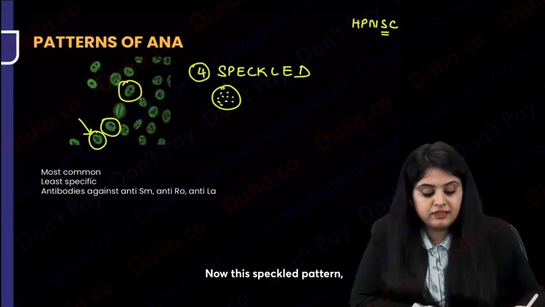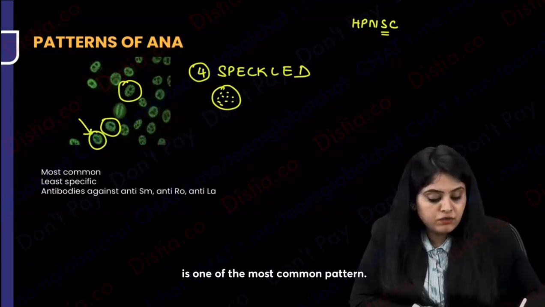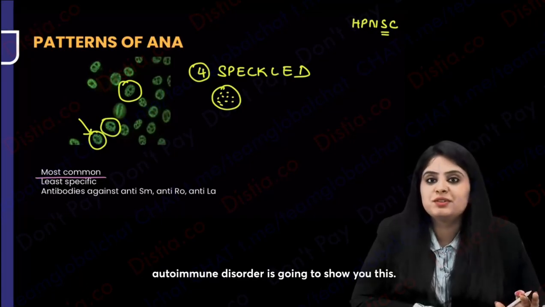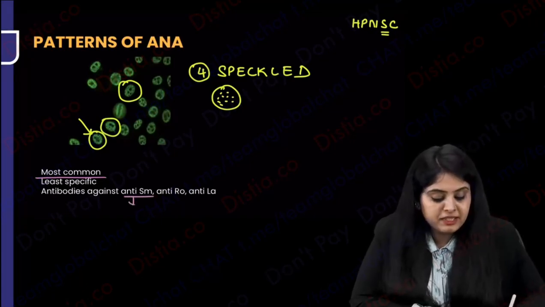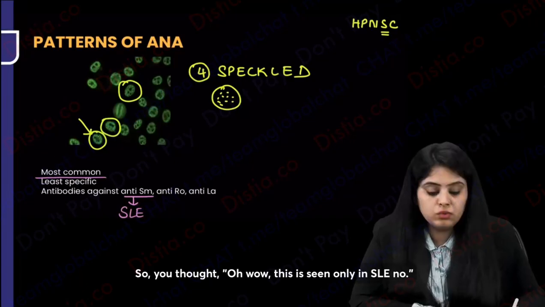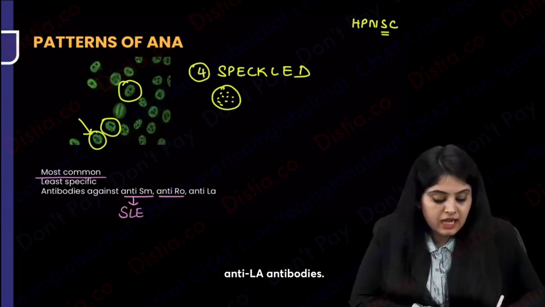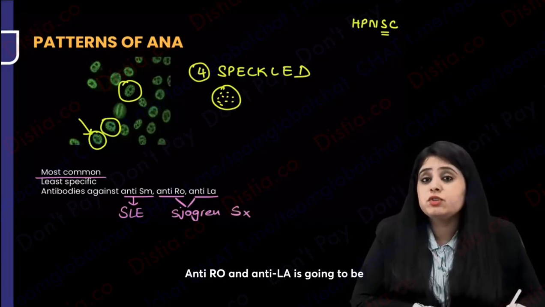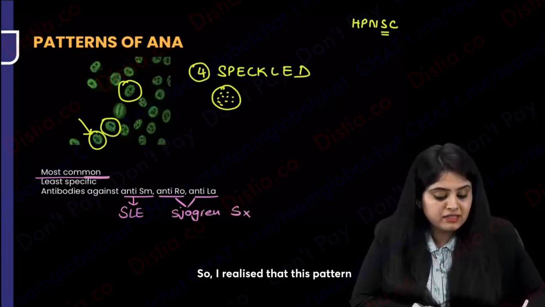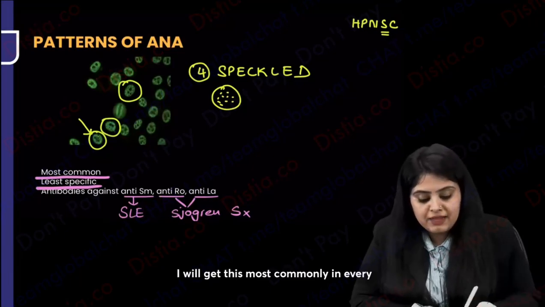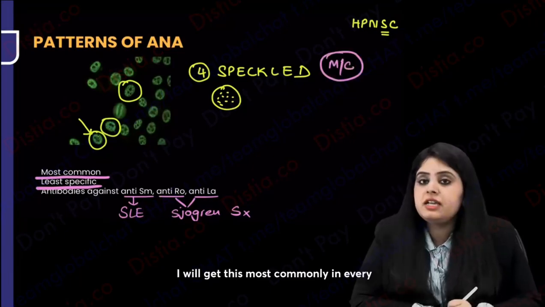Now this speckled pattern, I will realize, is one of the most common patterns. And the most common means every autoimmune disorder is going to show you this. So when I say anti-Smith, I just told you it is the most specific for SLE. So you thought, oh wow, this is seen only in SLE. No. Also anti-Ro antibodies, anti-La antibodies. In a short while, I'll be teaching you anti-Ro and anti-La are going to be for Sjogren's syndrome. So I realized that this pattern is seen with so many antibodies. It's the most common. So it's the least specific pattern. I will get this most commonly in every autoimmune disorder.